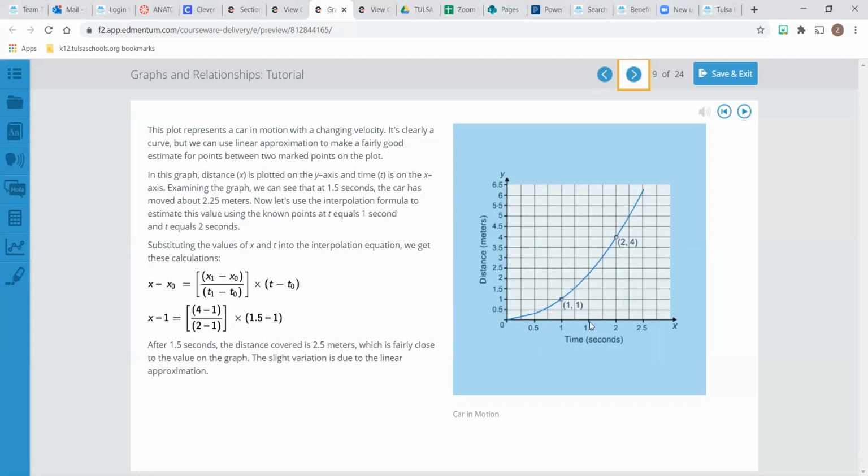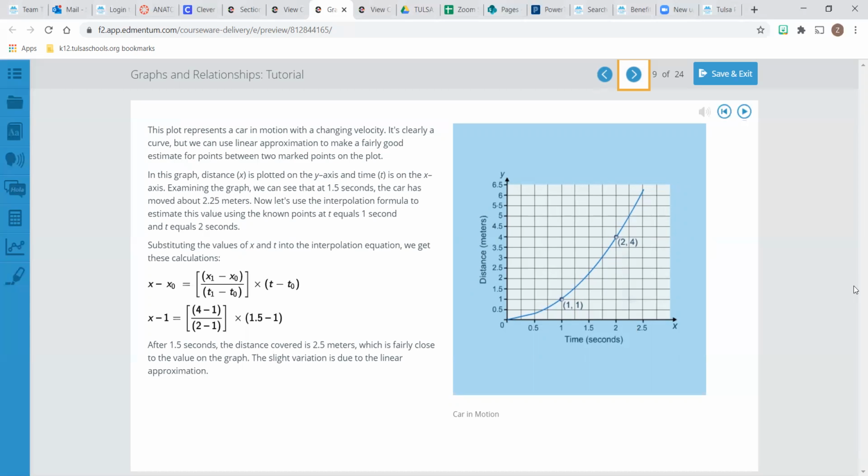So t in this case is the one we're looking for, 1.5, the point we need, and then 1 is the known point. So we have the x that we want to know, the x-axis we want to know for that one. And you're given, after 1.5 seconds, the distance covered is 2.5 meters, which is fairly close to the value on the graph. The slight variation is due to the linear approximation.